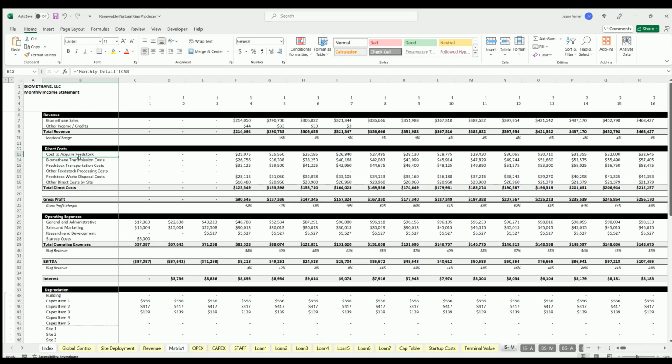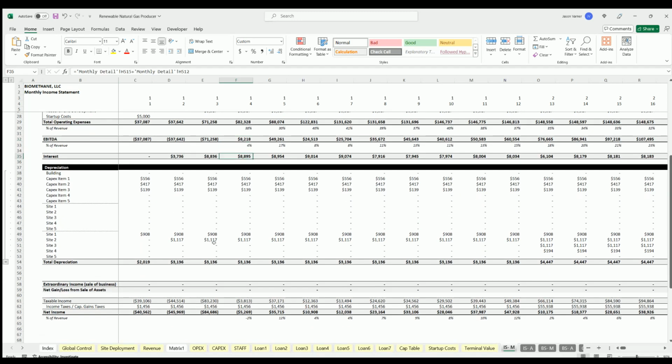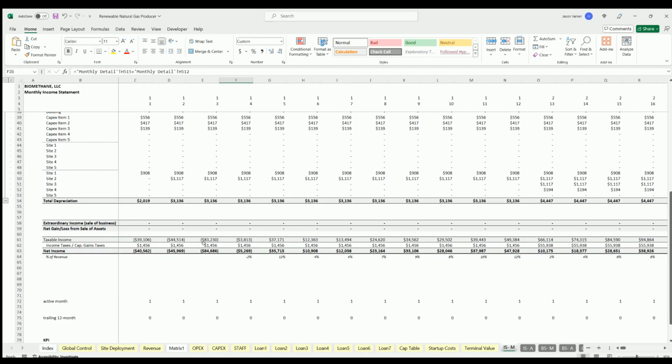And where are we putting it? So biomethane, feedstock transportation. I was curious where this one is, okay. Just want to make sure that was there. So you've got your direct cost, gross profit, operating expenses, and you get down to EBITDA, which is earnings before interest, tax, depreciation, amortization, then your interest expense, depreciation expense, and then taxable income, taxes, net income.